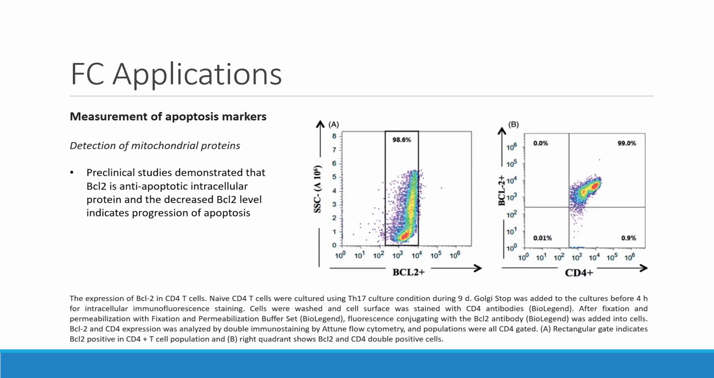BCL2 is a human proto-oncogene located in the membranes of the endoplasmic reticulum, nuclear envelope, and in the outer membrane of mitochondria. Preclinical studies demonstrated that BCL2 is an anti-apoptotic intracellular protein, and the decreased BCL2 level indicates progression of apoptosis. In order to detect BCL2 activity, cells are fixed and permeabilized. Then fluorescence conjugated BCL2 antibody is added into cells and analyzed by flow cytometry.